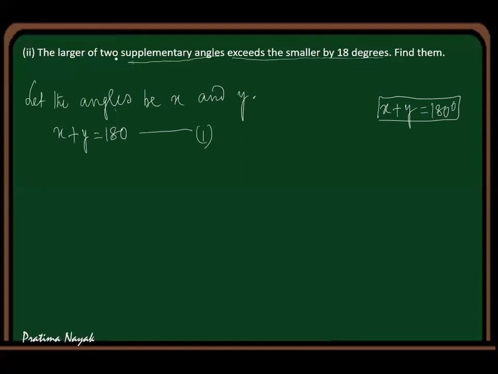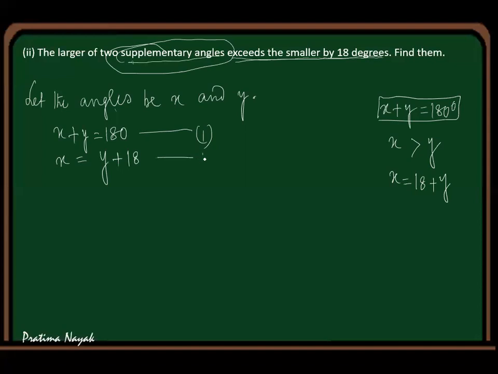Second, the larger of the supplementary angles. So let us assume that x is larger than y. It exceeds the smaller by 18 degrees. So x is 18 more than the smaller. This is equation 2. Now we'll substitute x is equal to y plus 18 in equation 1.